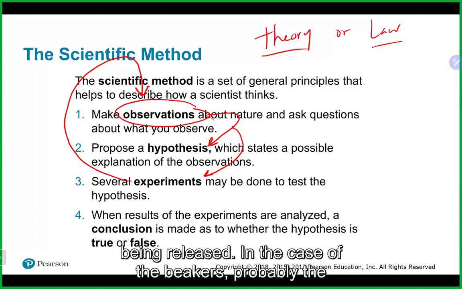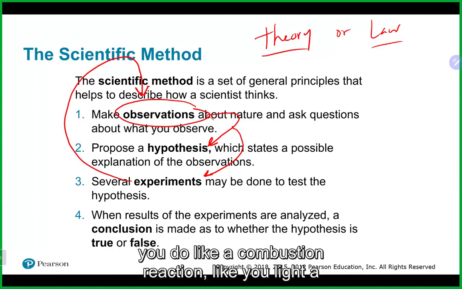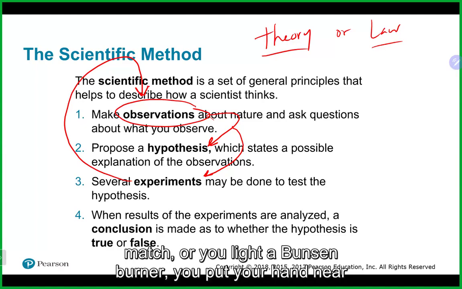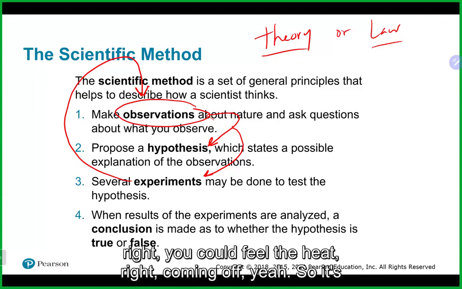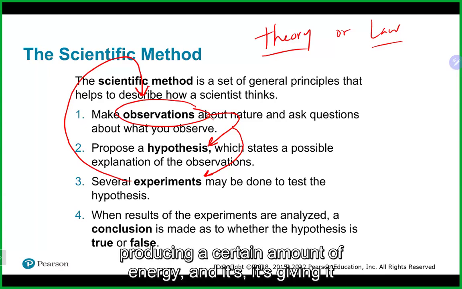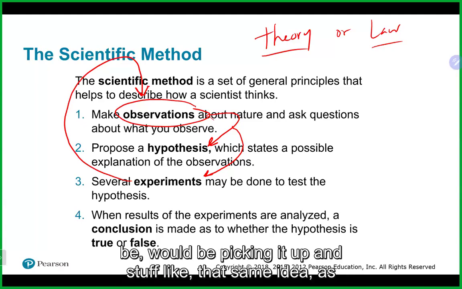In the case of the beaker, it's probably the surrounding air that is going to pick up all that energy, right? When you do a combustion reaction, like you light a match or a Bunsen burner, and you put your hand near it, don't put it on the flame, but near the flame, you can feel the heat coming off. So it's producing a certain amount of energy and giving it off to the surrounding air, where your hand would be picking it up.